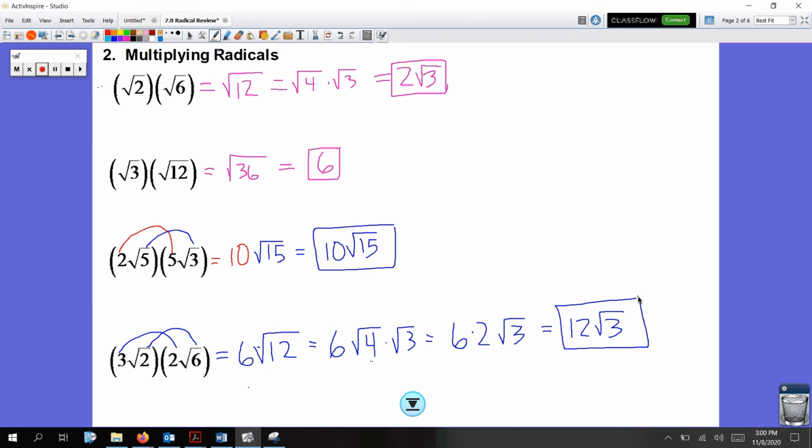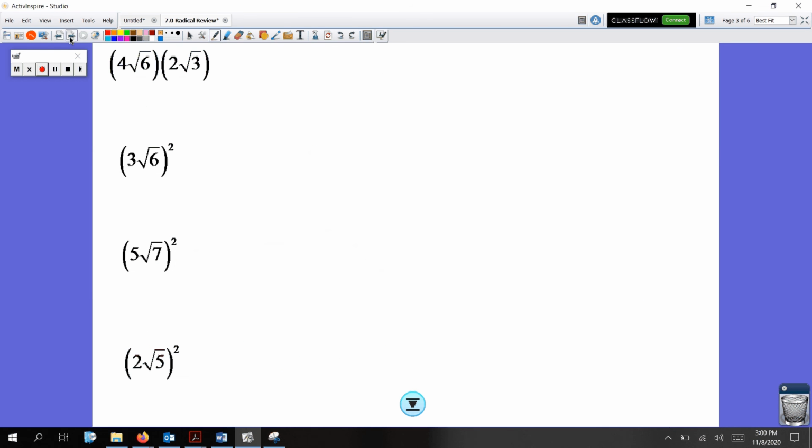All right, not too bad, not too bad. Let's take a look at some more complicated multiplications of radicals, okay? Well, this one's not too bad, right? Because 4 times 2 is 8. And root 6 times root 3 is root 18.